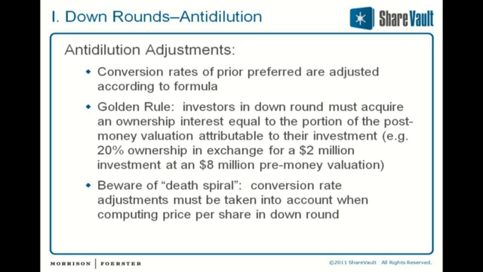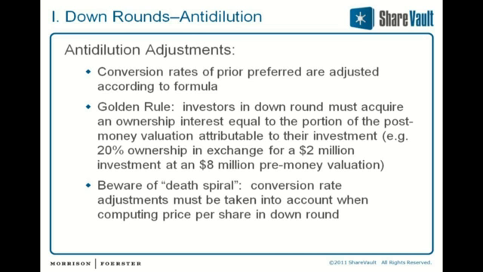And there's a very important golden rule. There's one or two things that you leave this webinar with. I want you to leave with the golden rule of venture finance. And that is, an investor in any round, particularly a down round, must end up owning an ownership interest in the company for his, her, or its new investment that is equal to the portion of the post-money valuation attributable to that investment. So if someone's putting in $2 million on a company that's valued at 8, they should end up owning 2/10 or 20% of the company.